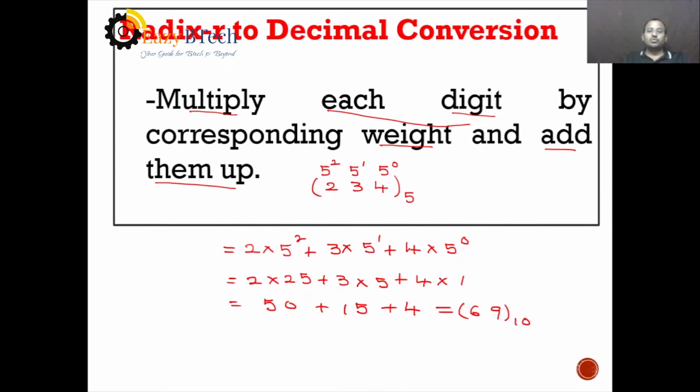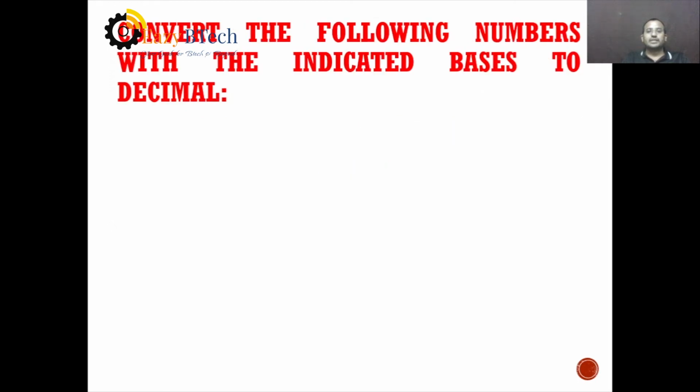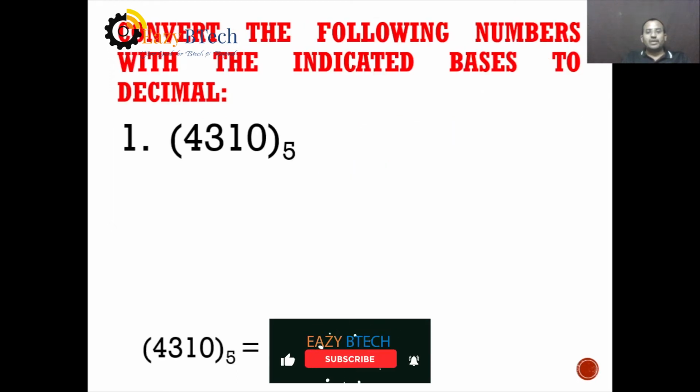So what we have to do? We have to multiply each digit with the corresponding weight, and then add all those. We will get the corresponding decimal equivalent, right? So this conversion we will see with more examples. So next, we'll take one example.